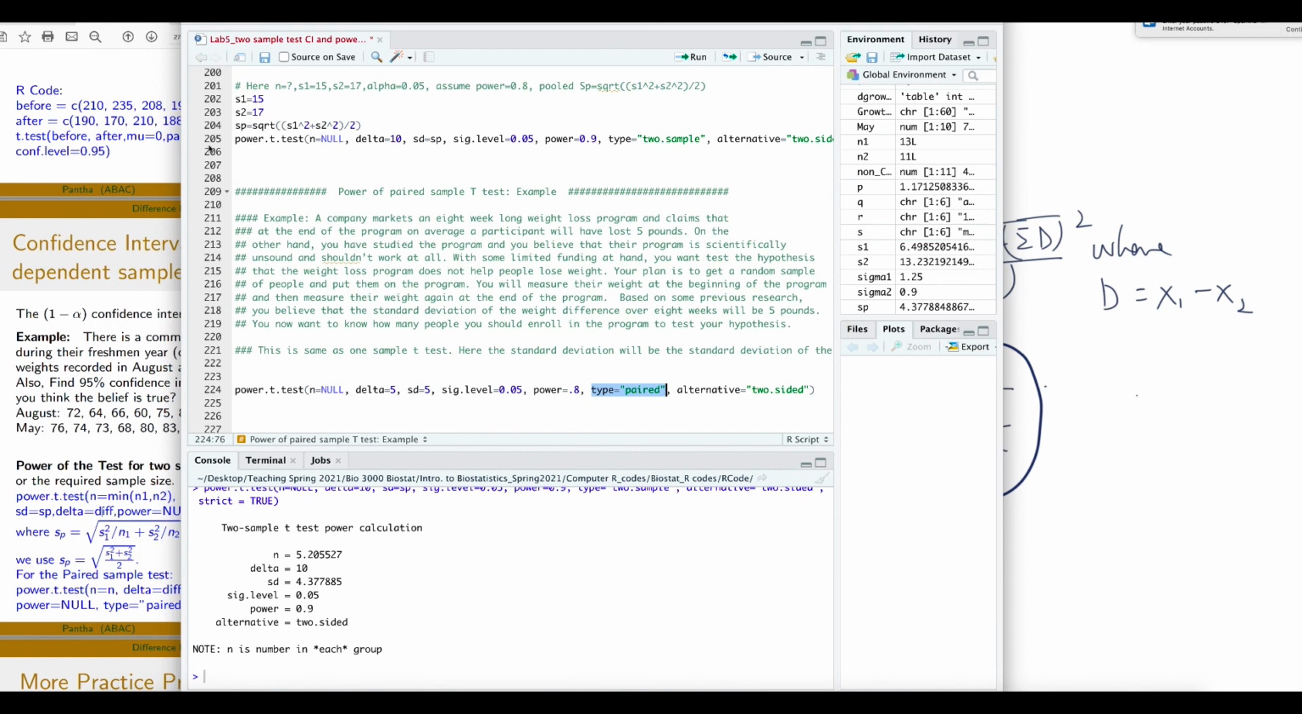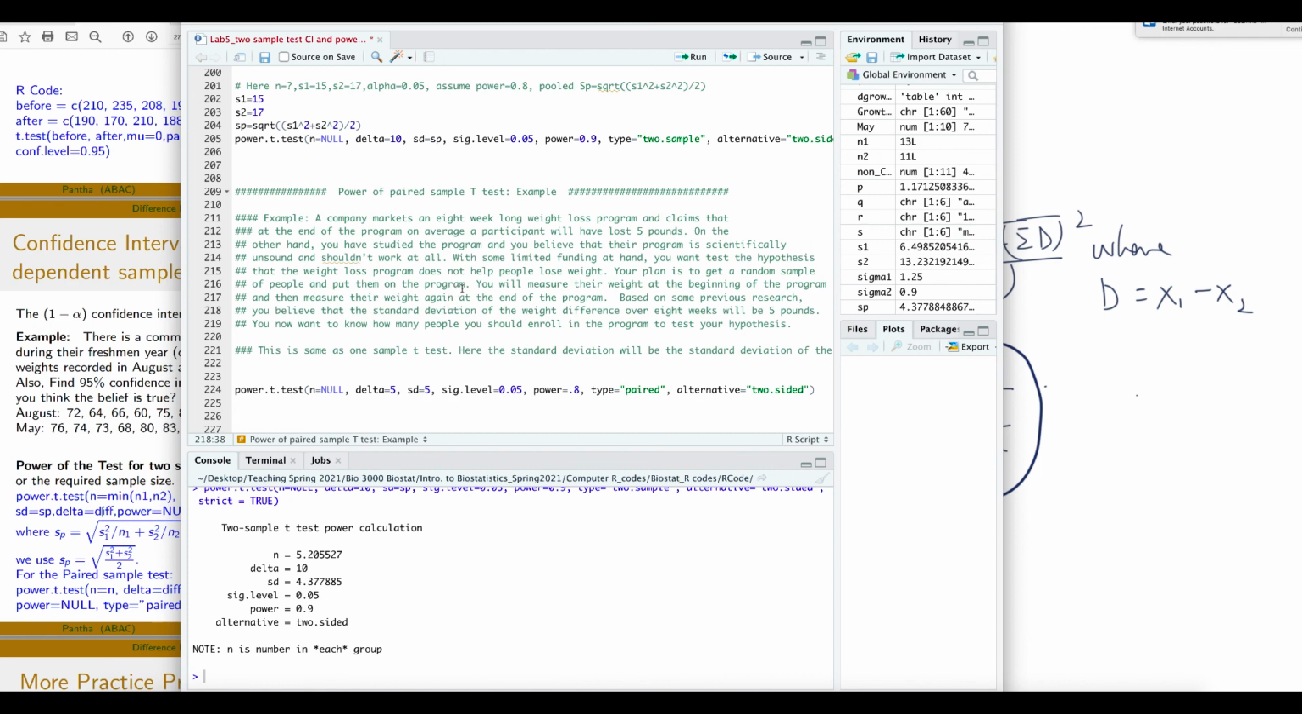A company markets an 8-week-long weight loss program and claims that at the end of the program, on average, a participant will have lost 5 pounds. On the other hand, you have studied the program and you believe that it is scientifically unsound and should not work at all. With some limited funding at hand, you want to test the hypothesis that the weight loss program does not help people lose weight. Your plan is to get a random sample of people and put them on the program.